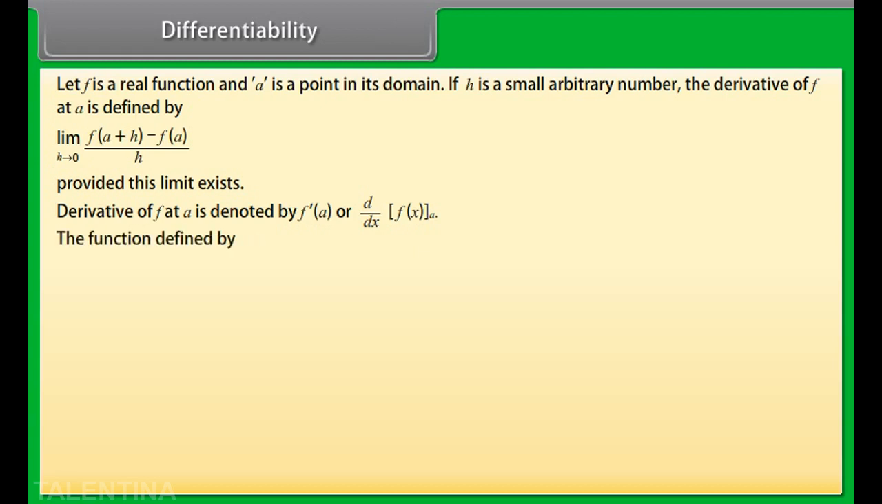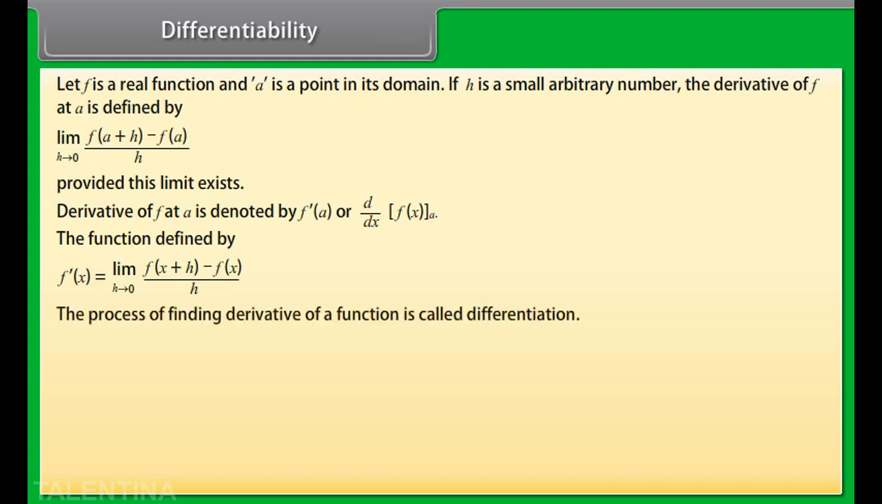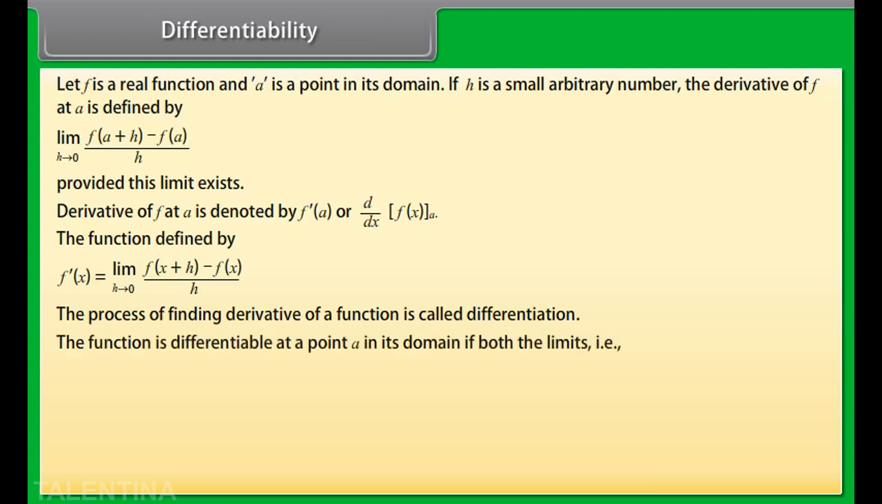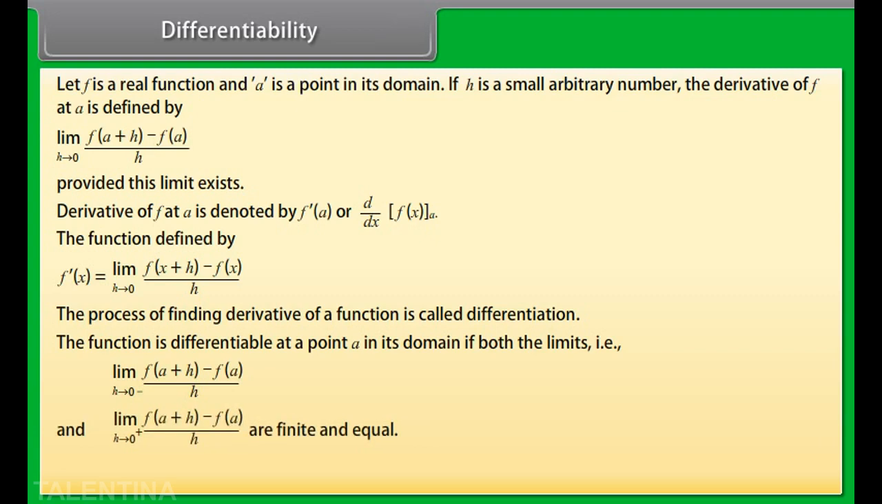The function defined by f dash x is equal to limit h approaches 0 of (f of x plus h minus f of x) divided by h. The process of finding the derivative of a function is called differentiation. The function is differentiable at a point a in its domain if both the limits, that is, left-hand limit and right-hand limit, are finite and equal.